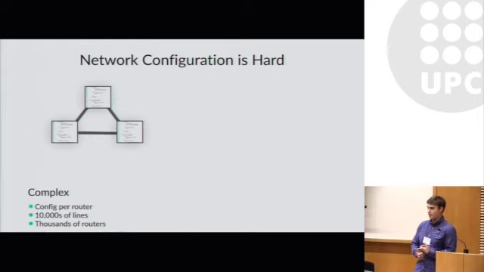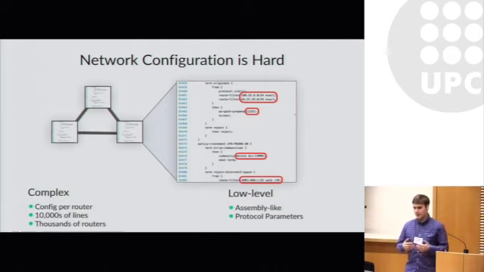So one is just the sheer complexity of the task. So to configure a network, I typically have to write a configuration for every device in my network. These configurations can be tens of thousands of lines long. And I have to do this for upwards of thousands of devices in modern networks, which are growing increasingly large. If I look at a particular configuration file, which is provided by these hardware vendors, the languages that they provide are extremely low level. They typically look like assembly code, and they have a bunch of low-level protocol parameters that you have to figure out how to configure.